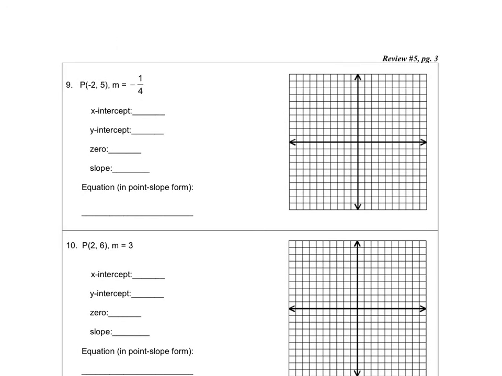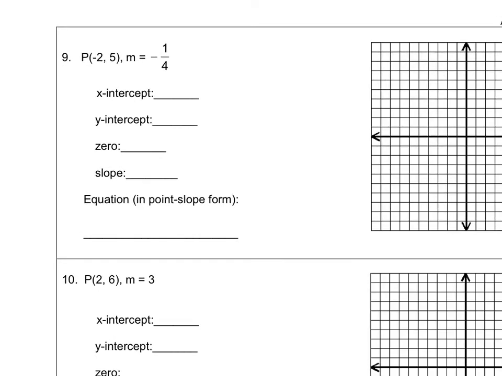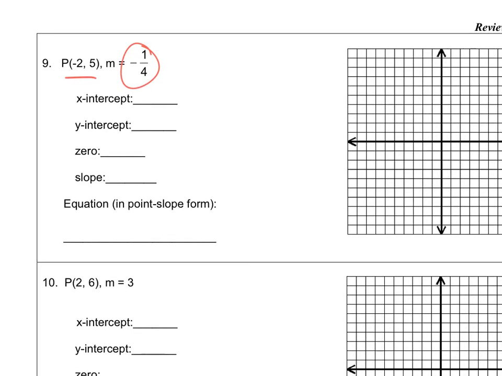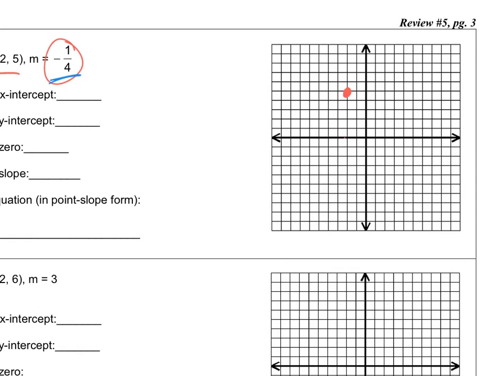And then page 3, more graphing. This time, I'm given a point and a slope, so I can go ahead and plug into point slope. Now, I can just plot the point -2, 5. So I plot the point first. Then I use my slope to go down 1, right 4, down 1, right 4.